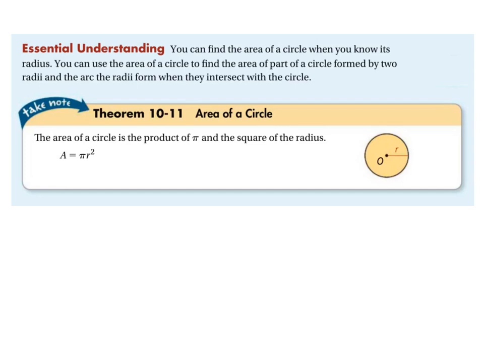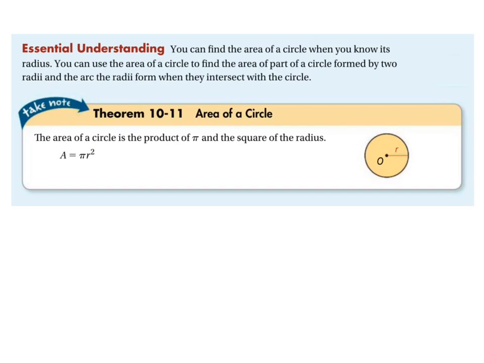All right, so we're talking about area of a circle and portions of a circle. It says here, you can find the area of a circle when you know its radius. Here's the radius over here, okay? And you can use the area of a circle, this is the formula based on the radius, to find the area of part of a circle formed by two radii and the arc the radii form when they intersect with the circle, okay?